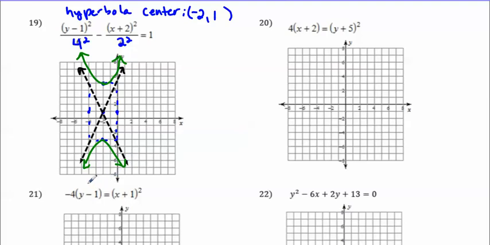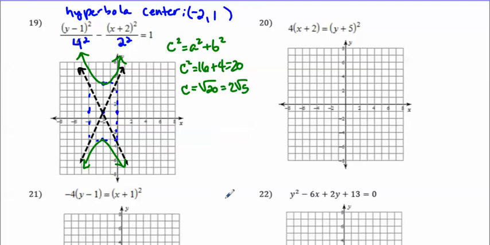Okay, if you need the foci for the hyperbola, the equation is going to be c squared equals a squared plus b squared instead of minus. So that would be 16 plus 4, so c squared is going to equal 20, and c is going to equal the square root of 20, which is 2 root 5, and we'll put that in a calculator and get an approximation. So c is about 4.5, so from the center you go 4.5.